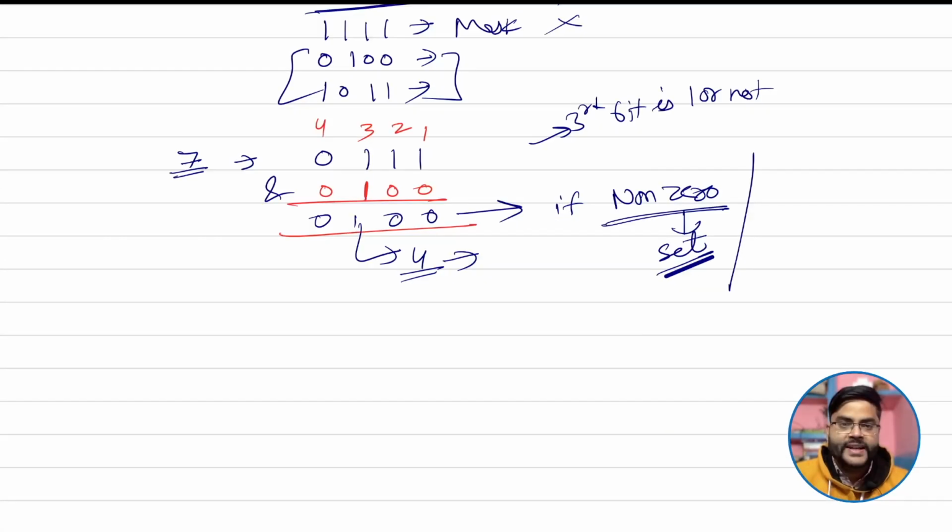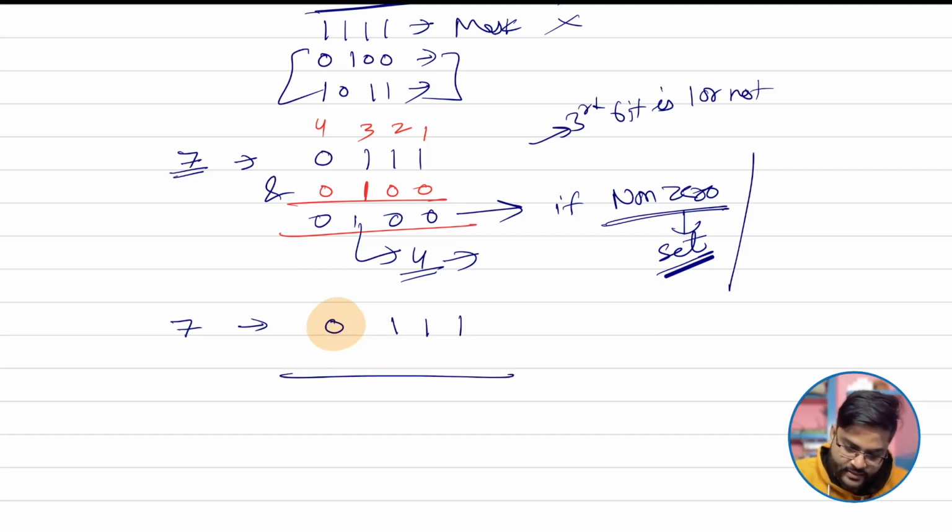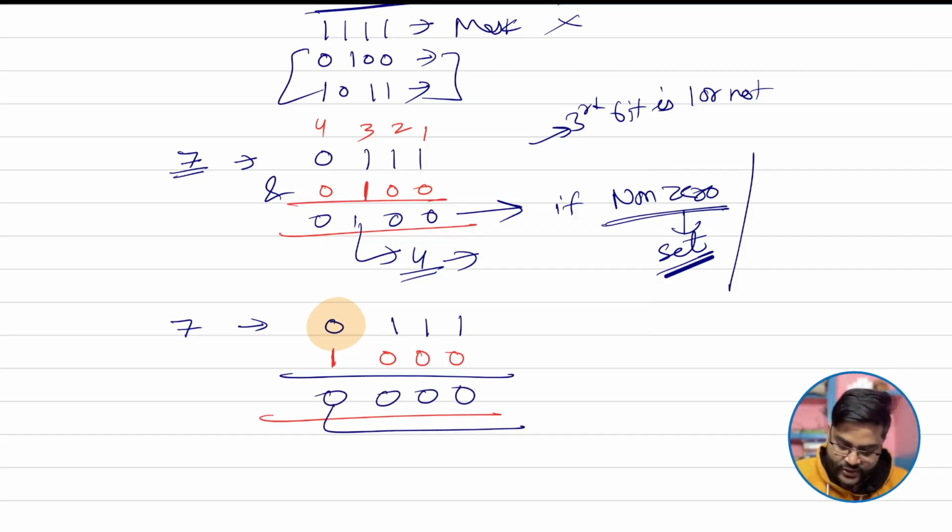Now if it is 0, let's say in 7 only. I want to find whether the fourth bit is set or not. So let's take 7, it will be this. And I want to find whether this bit is set or not, so I will take a mask, put this as 1 and the rest as 0. Okay, and I will find, so this will be 0, this will be 0, this will be 0, this will be 0. So it is 0. Can we say that if it is 0, that means the bit is not set?